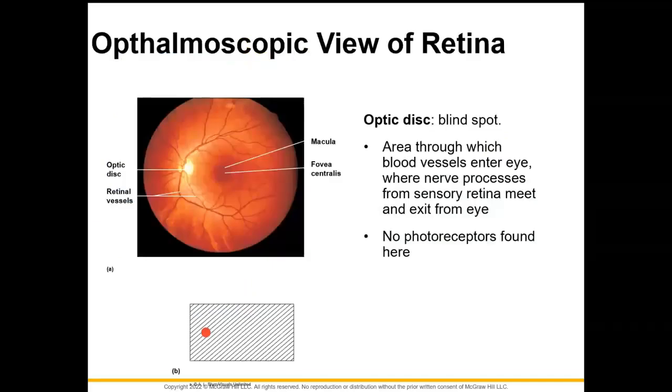Now let's talk about that optic disc that I mentioned. So as the light passes through the eye, it moves through the lens, and the lens's job is to focus that light here on our fovea centralis. Now, if you look off to the side, you see this bright area that looks like a sun. This is the optic disc and is also known as our blind spot. This is an area where the blood vessels are going to enter the eye, and also where nerve processes from that sensory retina are going to meet to exit the eye. And therefore, we're going to have no photoreceptors found in this area.